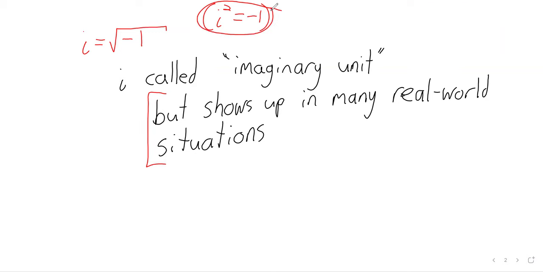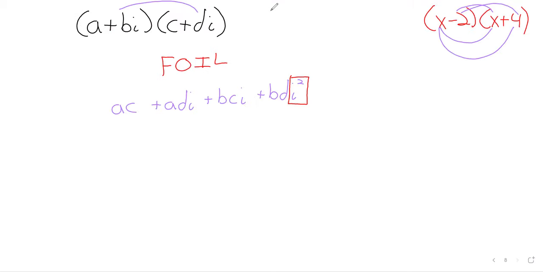I is the square root of negative one, so I squared is negative one. And then having thus a negative term, this will turn into subtraction. AC minus BD plus AD plus BCI.